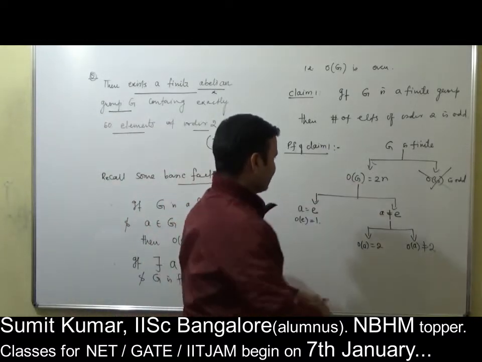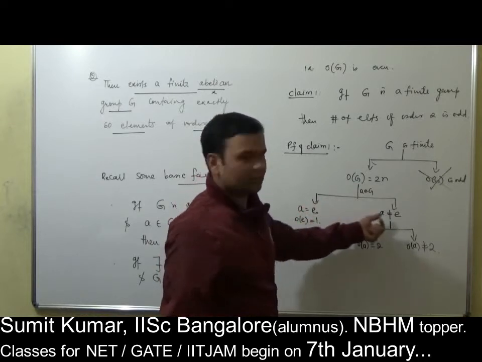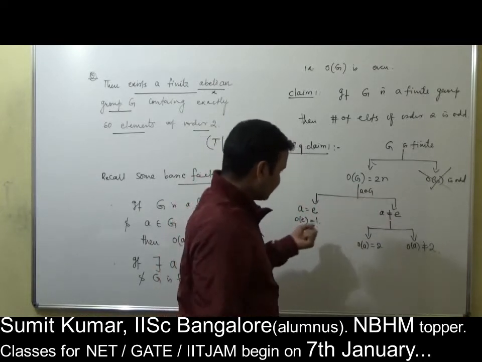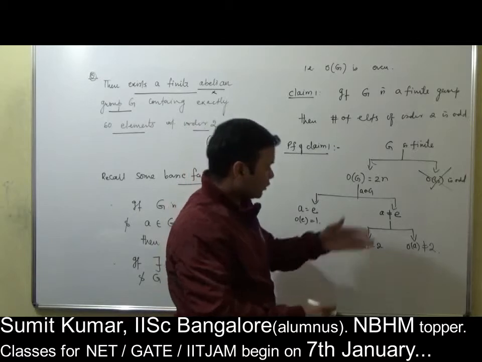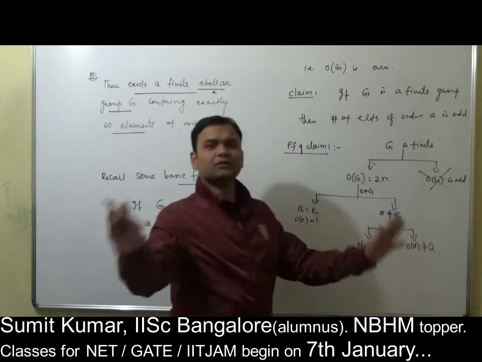If you choose any element a belonging to G, there are two choices: a will be the identity or a will not be the identity. If a is the identity, then the order of that element is 1. If it is not the identity, then the order of a is either 2 or not equal to 2. These are the two chances.